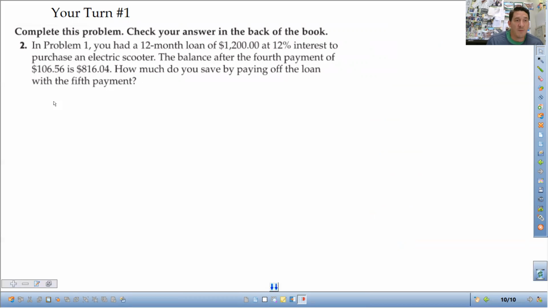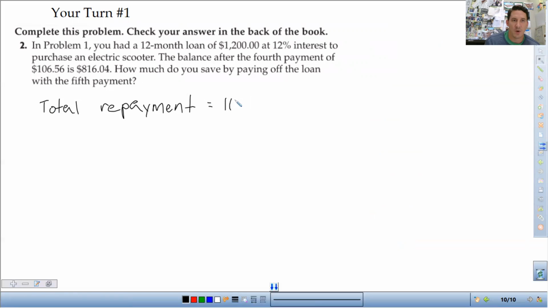So the 12-month loan, the total repayment is the monthly payment, $106.56, times the 12 months. So $106.56 times 12 is $1,278.72. So this is the total repaid.